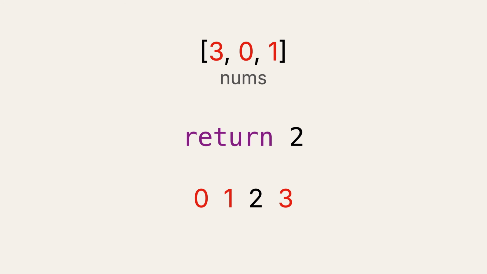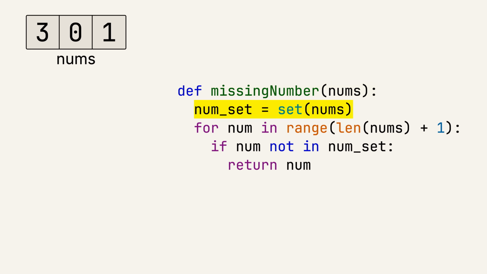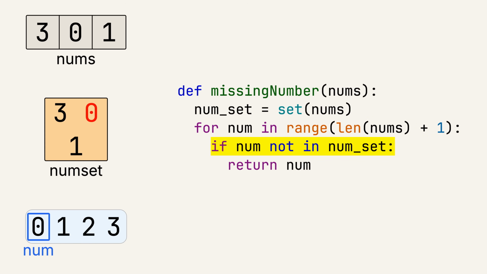Since we don't care about the order of the numbers and only want to find the missing number, one way we could do this is to convert the list of nums into a set. Then for each number in the full range, we check if that number is missing from the set. For example, 0 is not missing from the set, and neither is 1. Once we find the number that is missing, which is 2, we can just return that number.